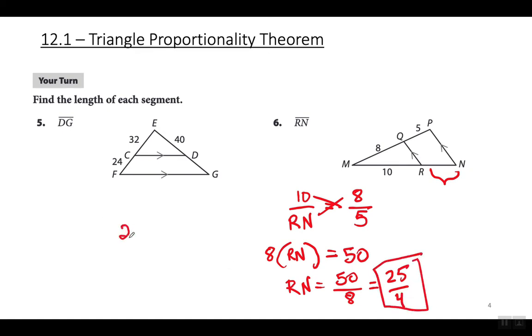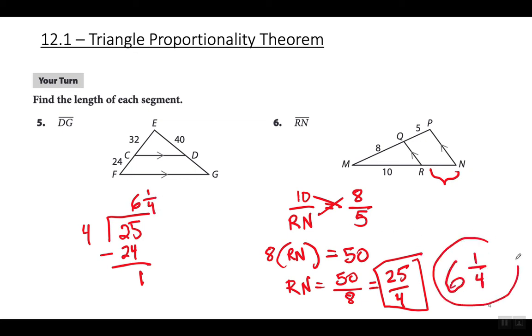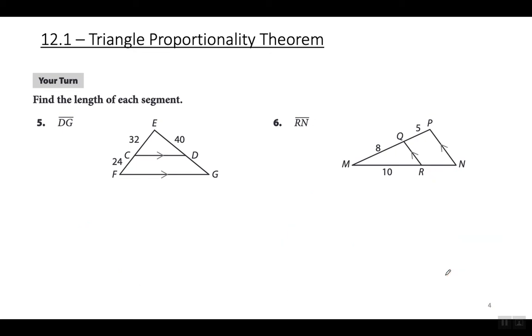If I want to change it to a mixed number, I divide 25 by 4. 4 goes into 25 6 times. 6 times 4 is 24. Remainder 1. The remainder goes right here, and the number you're dividing by goes on the bottom. So you could either write 25 over 4 or 6 and 1 over 4. They're both correct. Okay. Next example.